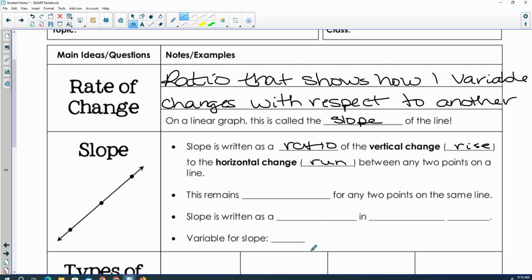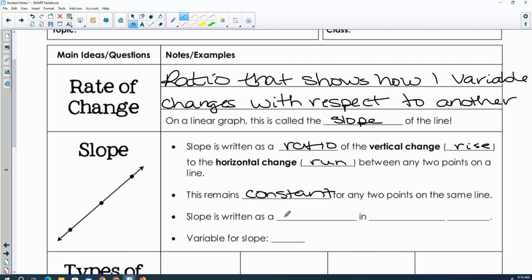And when you're looking at a line, does it matter which 2 points on the line you pick? No. A line has one slope. No matter which 2 points you pick, you will get the same slope between them. So it's constant for any 2 points. We could look at the same line, every single one of us pick 2 different points, and we will get the same slope at the end.